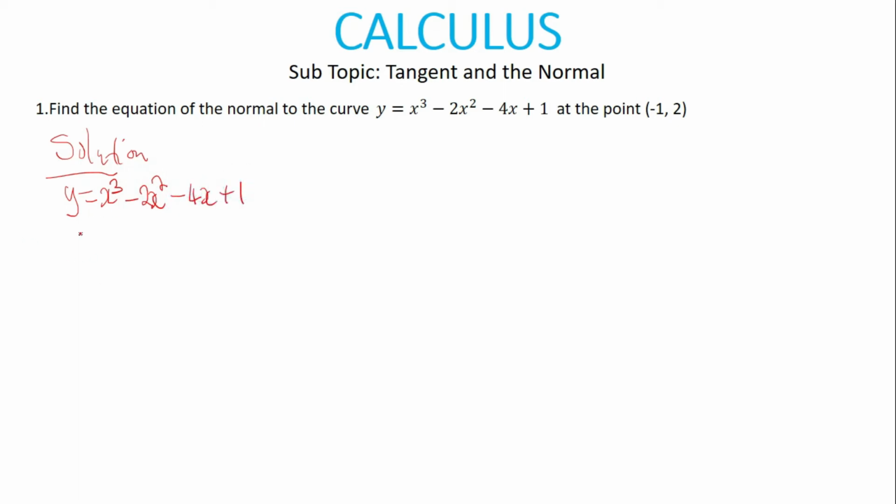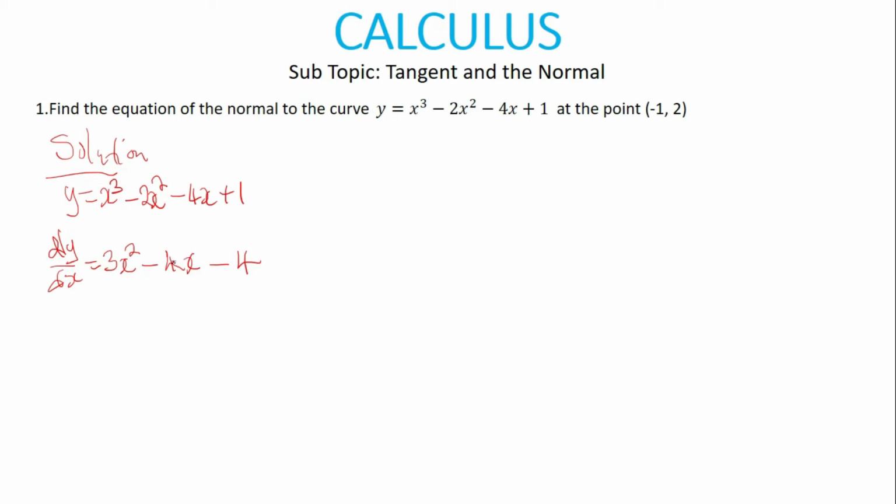Now to differentiate this, you have to say dy/dx is equals to 3x to the power 2 minus 2 times 2, it will be 4x, minus 4 if you differentiate for x. When differentiating the constant, you have to get 0. So now this is what we are getting.